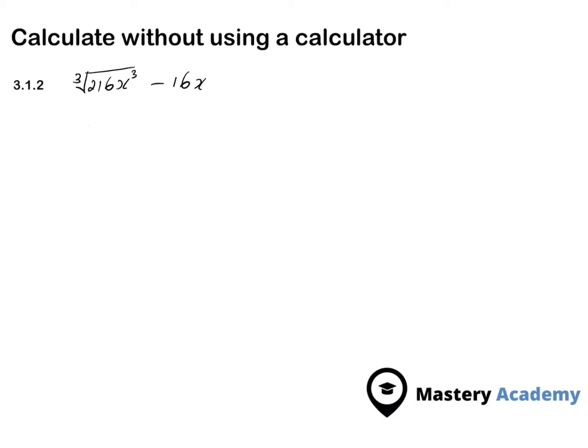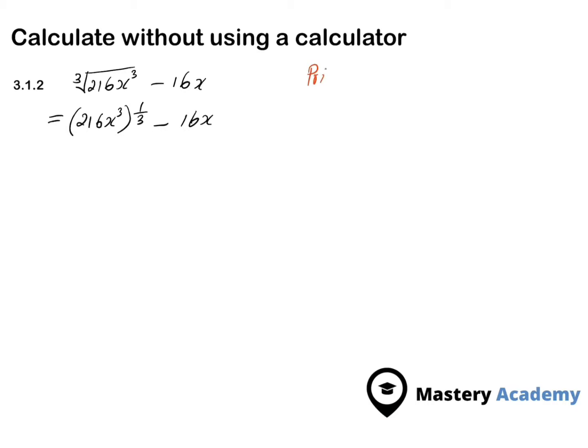Calculate without using a calculator. We start off by taking this number here and make it an exponent. So according to the laws of exponents, 216 to the power of 1 over 3, minus 16x. And then we are going to take this number, 216, and break it into its prime form.